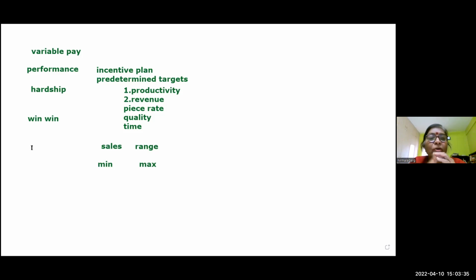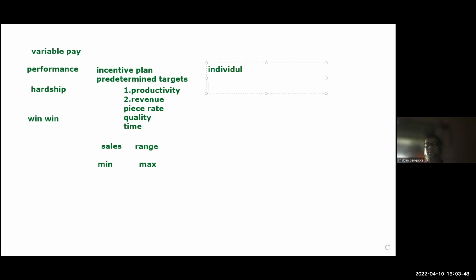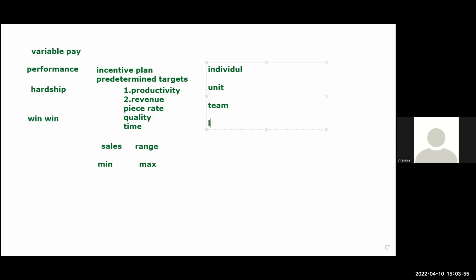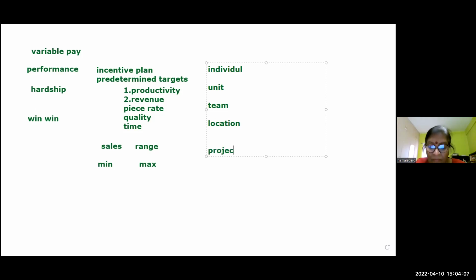Okay. So now, can performance be at an individual level? Yes, that's fine. Can it also be at a unit level? Team level, yes. Unit, region, team level, regional, location level. And I will say organization. Even the product level, if one company has different product scopes.